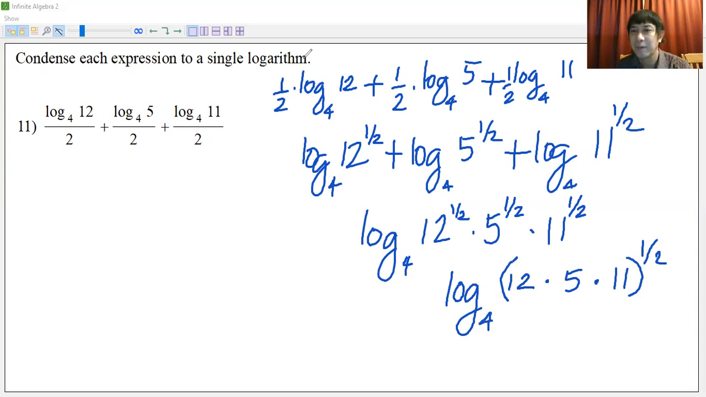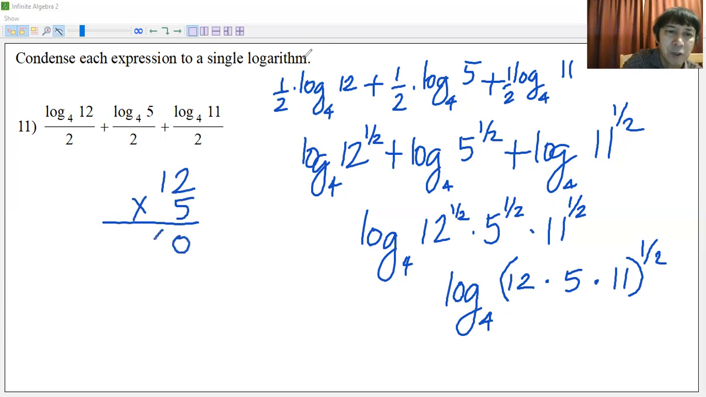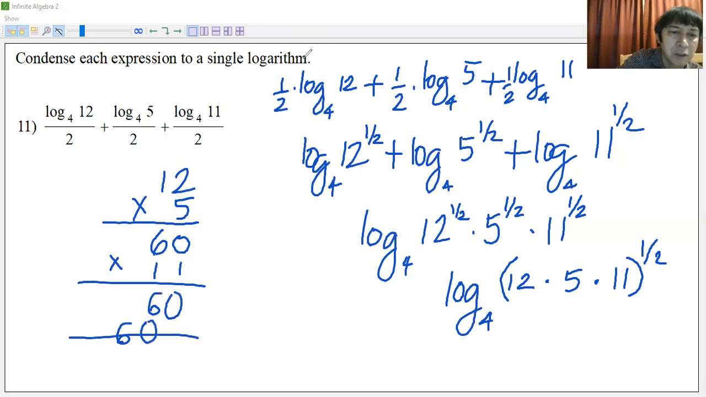Okay, and then we can actually multiply 12 times 5 times 11. Okay, and how much is that? Okay, 12 times 5 is 60, and 60 times 11, that looks like 660. Okay, 660. Let's do it over here. 12 times 5, that's a 60. Okay, times 11, that will be a 60 and a 60.